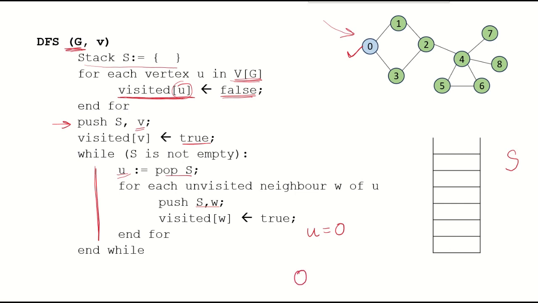So 0 is no longer on the stack, and for each unvisited neighbor w of u, we are going to push it onto the stack and mark it as visited. So let's check unvisited neighbors of u. We have two neighbors, 1 and 3. So we will push them onto the stack, 1 and 3. It could be in any order, 1 or 3, and we will mark them as visited. So 1 is also visited and 3 is also visited.